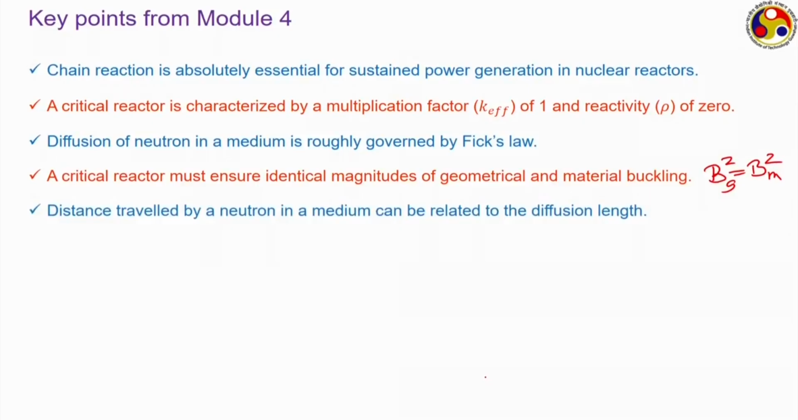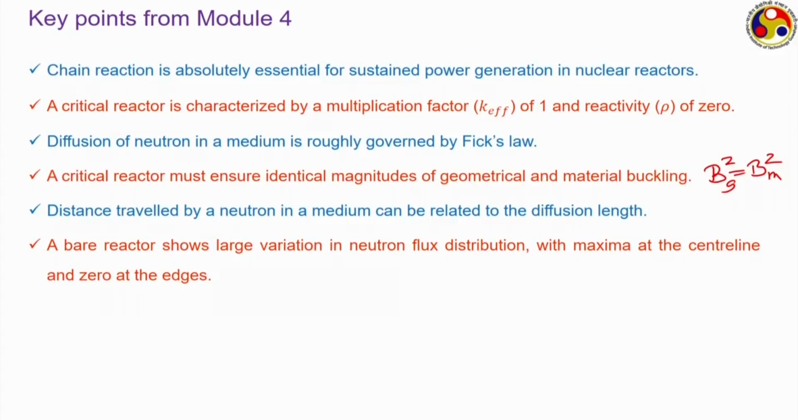The distance travelled by the neutron inside a reactor can be related to the diffusion length. There we have also differentiated between the diffusion length and the mean free path. Mean free path is the total distance travelled by a neutron between two successive interactions, whereas the diffusion length is the straight line distance from the point of its birth till the point where it gets absorbed. Then we have done the mathematical analysis of the bare reactor, and we have seen that a bare reactor shows large deviation in the neutron flux distribution, with the maximum at the central line and 0 at the edges, or in some cases, if the extrapolated length is considered, 0 at the extrapolated length.